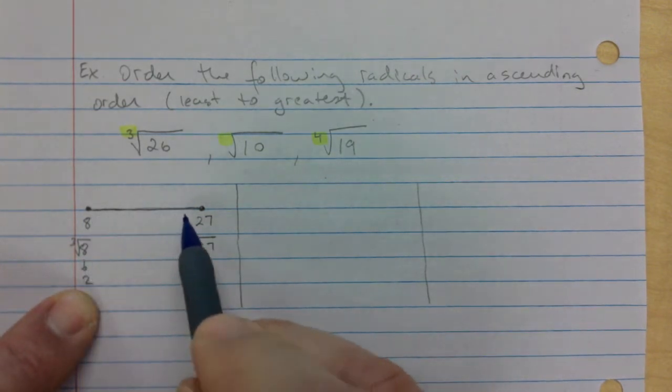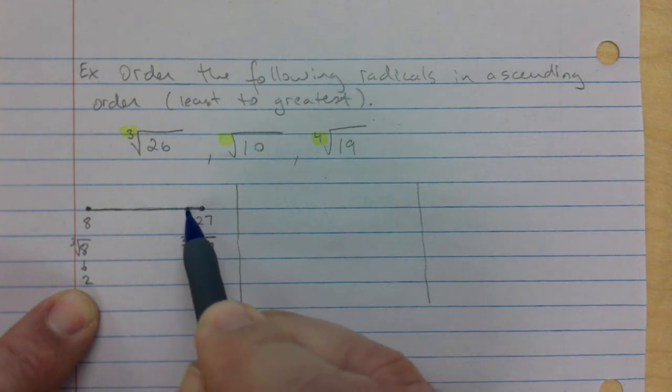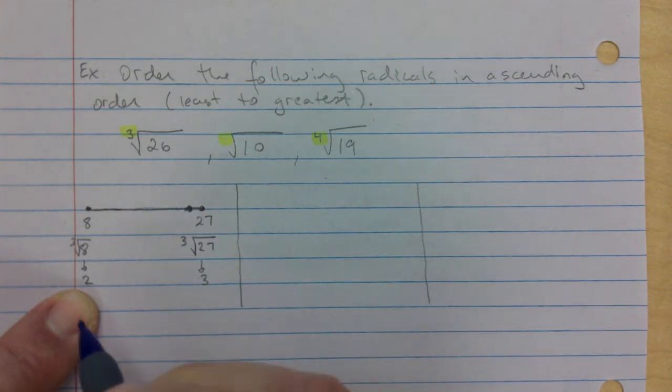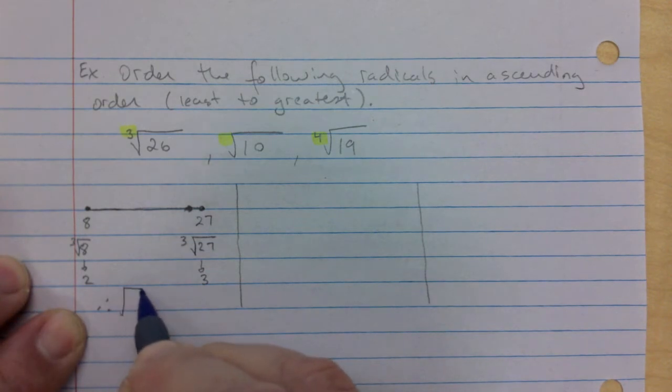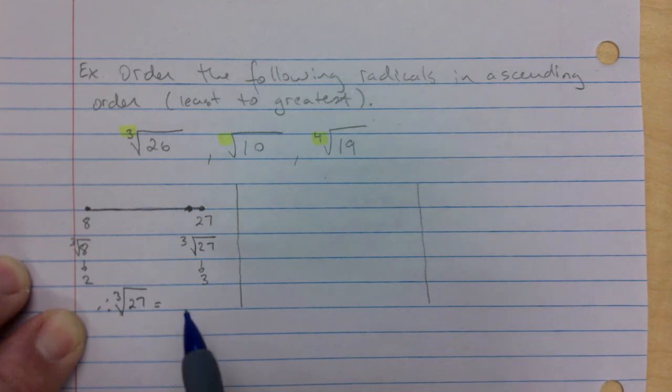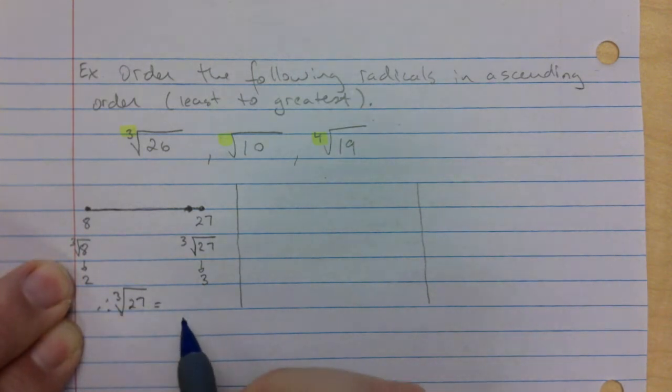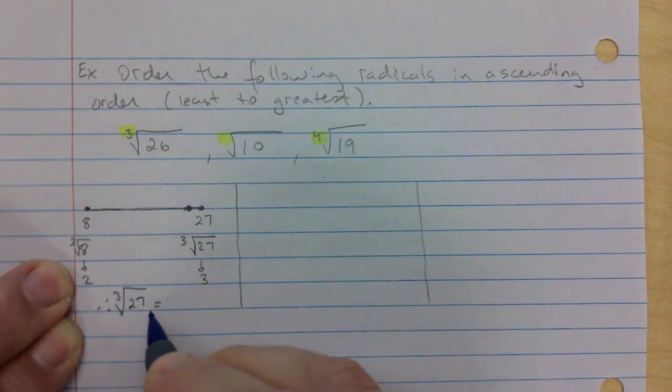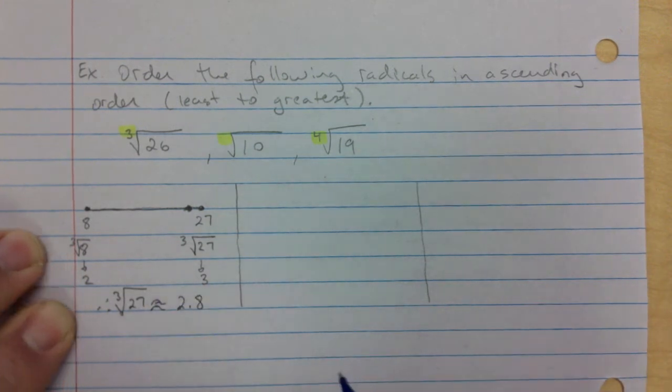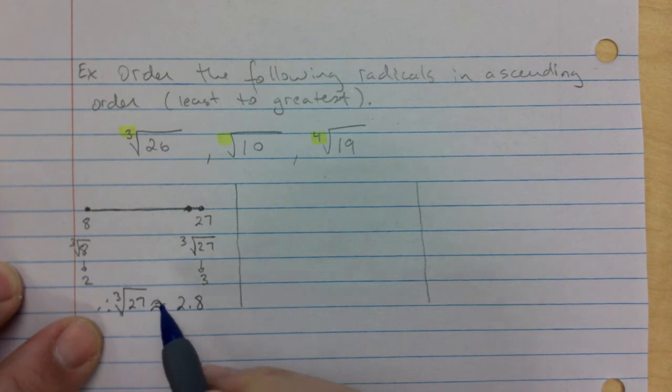26 on this number line would be right about there, right? Or very close to 27. So therefore, the cube root of 26 would be 2.8, 2.9, would you say? Yeah. So let's just say squiggly, 2.8. So we know approximately what that should be.